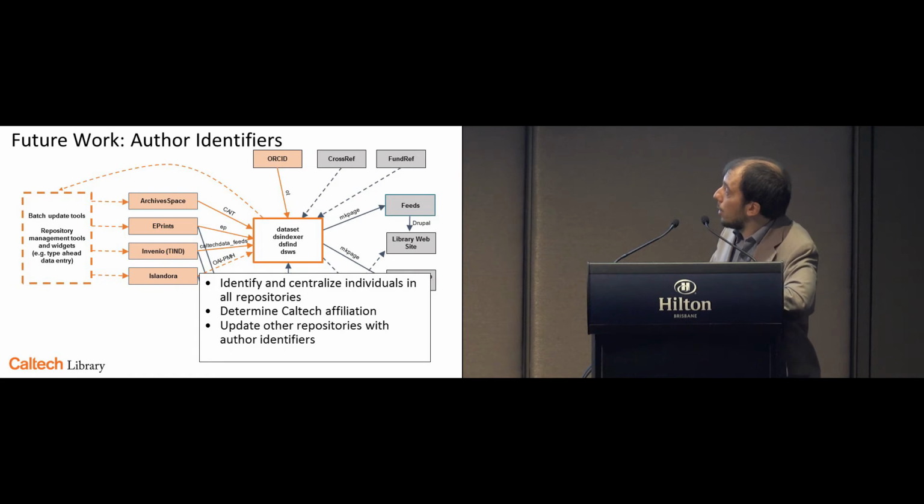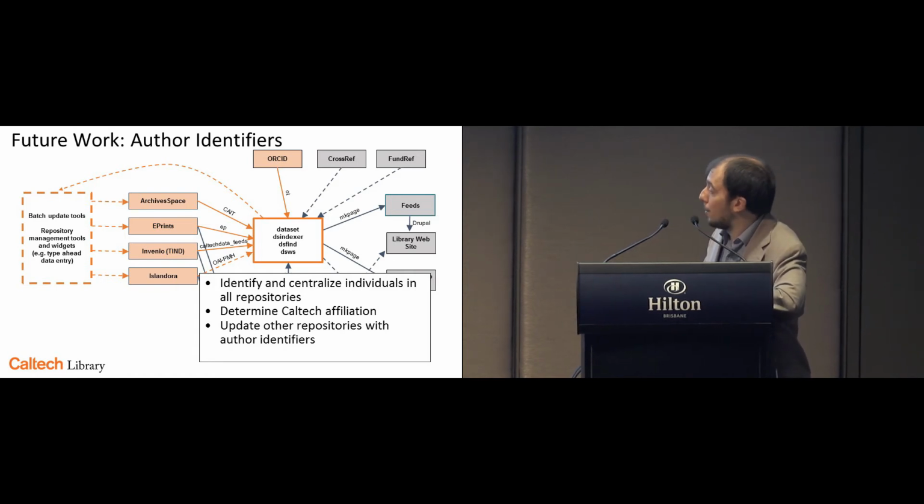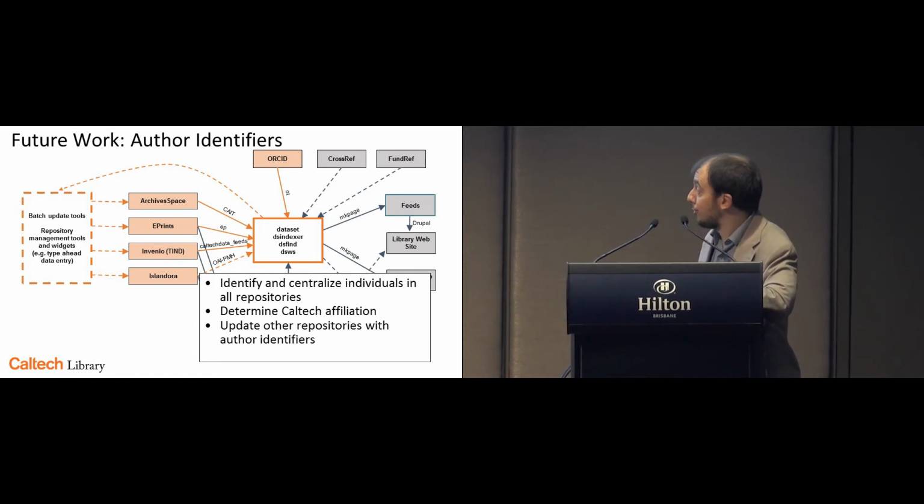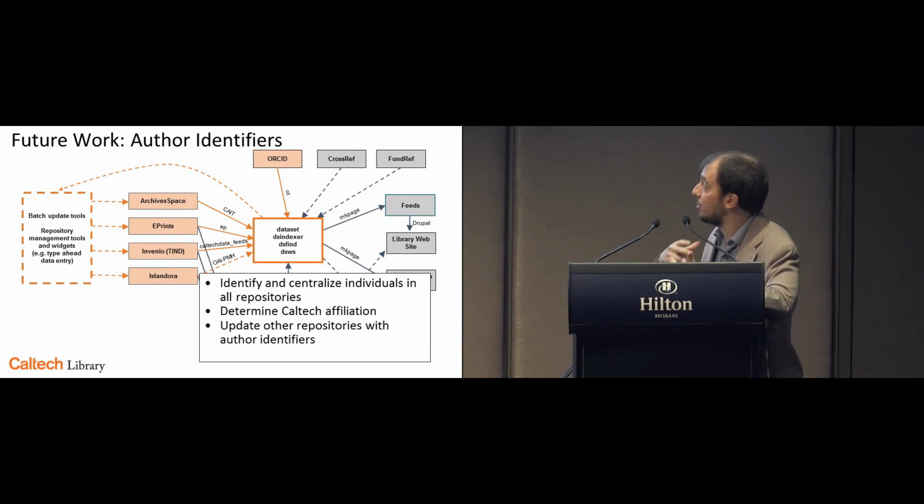The other project we're working on that includes all of our repository systems are author identifiers. So we have authors in all the different repository systems, and they're not necessarily tied to a specific individual. So we really want to centralize what are the authors that are associated with Caltech, what their ORCIDs and ISNIs and other identifiers are, determine what their affiliation with Caltech is, and we're in discussions with Central IT at getting access to their data warehouse with the Caltech HR type data, and then to be able to update all those identifiers in all the different repositories.